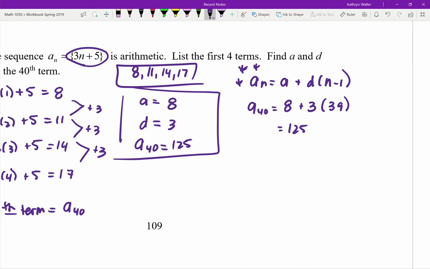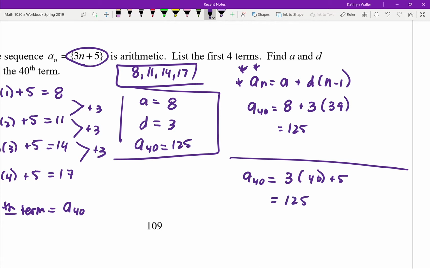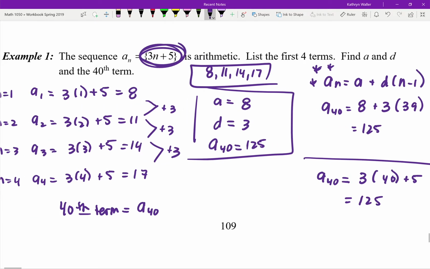Okay, now freeze right there for just a second. I'm going to show you another method for finding the 40th term. So everybody go a sub 40 is equal to, use that formula they gave you. So it's 3 times 40 plus 5, which also gives you 125. Now, the reason I really would rather you not use that method is because they're not usually going to give you that formula right there. So if they don't give the formula, I want you to know what to do, and that would be to use the formula we just wrote down above. Okay? All right, so that was example 1.